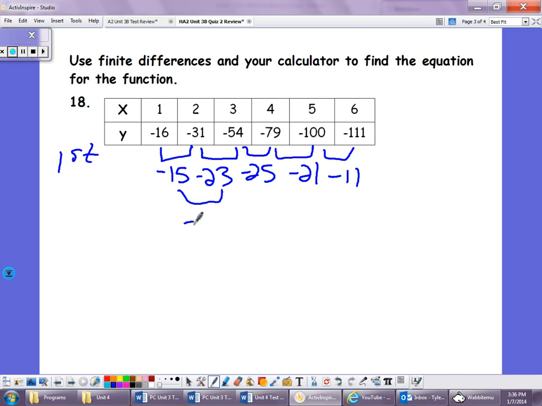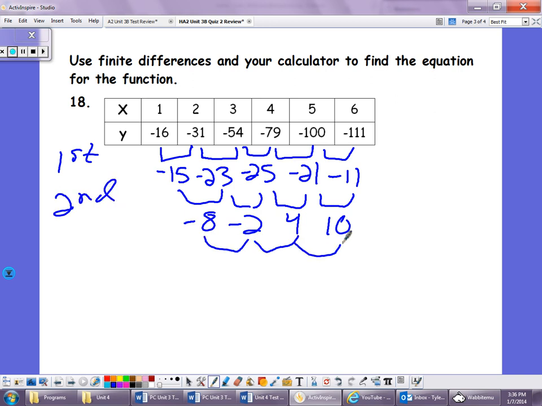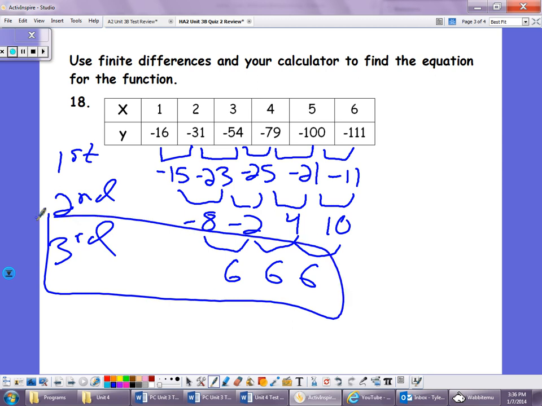We'd get negative 8, negative 2, positive 4 and positive 10. So here, that did not work either. That was our second term. But luckily, we can see we're going to get the infamous 6, 6, 6 with our third try. So we know this is a third degree function, which is a cubic function.